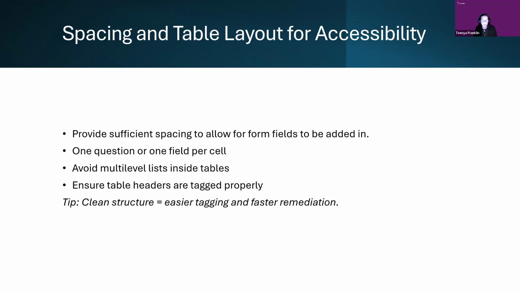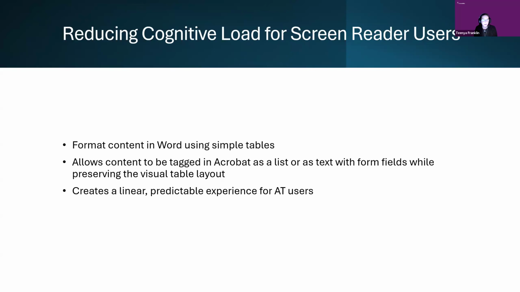They're not hard and fast. So to reduce the cognitive load for screen reader users, format content in Word using simple tables. Allow the content to be tagged. And again, this is what I just mentioned. It will allow the content to be tagged in Acrobat as a list or text with form fields while preserving the layout. And it creates a linear, predictable experience for assistive technology users.